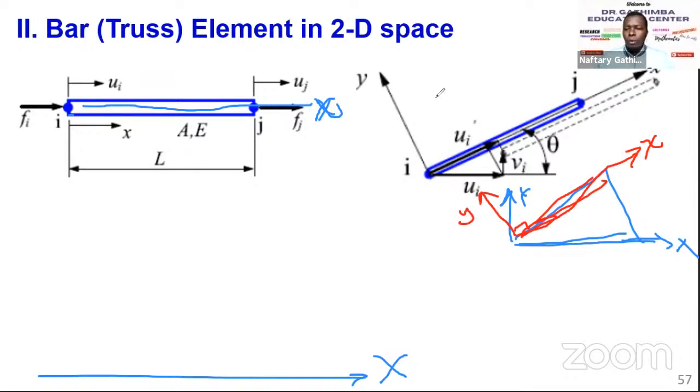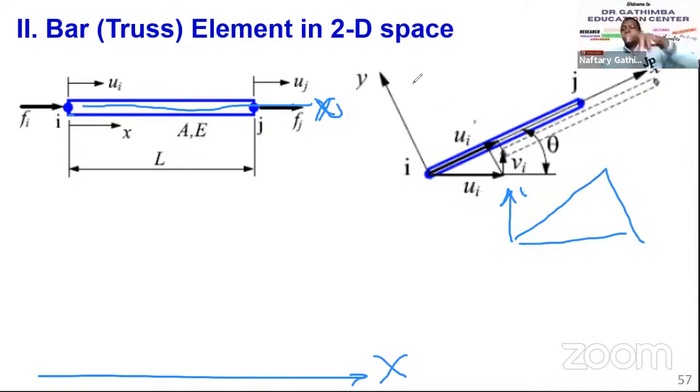So there are a few things that we need to look at here. How do we move from the local coordinate system to the global coordinate system? Because different elements will be oriented in different directions. So when we come to the assembly stage, we cannot just add up the different elemental stiffness matrices. So that's why we now have to transform to a common platform, which is the global coordinate system.